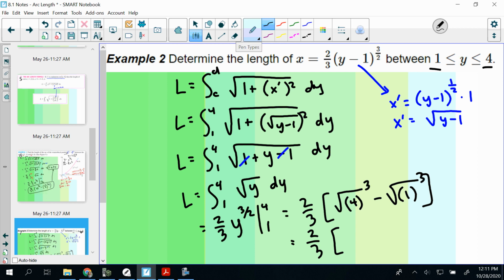When we do this, the square root of 4 is 2. 2 to the 3rd power would be 8. Square root of 1 is 1. 1 to the 3rd power is 1. That's 7, and so the final answer here is 14/3. So the exact length of that line is going to be 14/3.